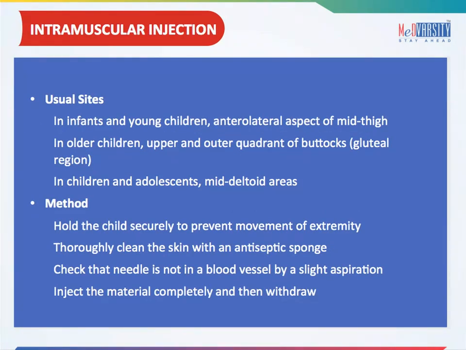Intramuscular injection. Usual sites. In infants and young children, anterolateral aspect of mid-thigh. In older children, upper and outer quadrant of buttocks, gluteal region. In children and adolescents, mid-deltoid areas.